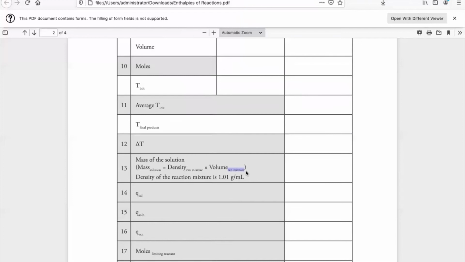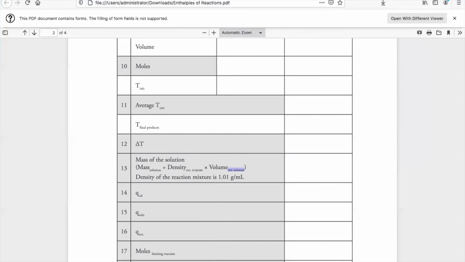Nope. Don't get stuck with 25 ml you measure out, or 25 ml stated in the procedure. No, it is the reaction mixture. Once you put them together, what is the total volume? That's what you need to use right here in line 13. So if I'm doing 13, this will be density, and you have the density, all right? It is given right there, times, let's say, total volume, which is 25 plus 25.